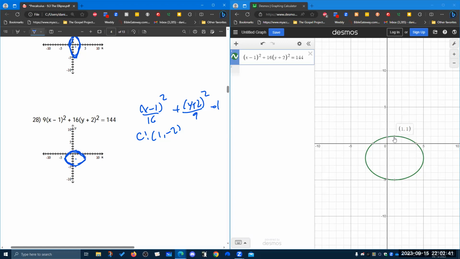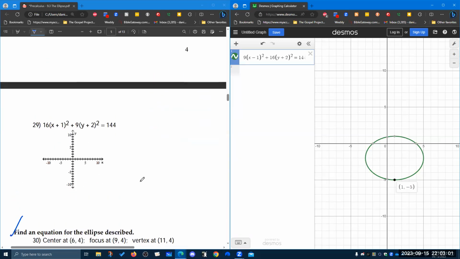All right, and just get those points there. I'm talking about 1, 1, 1, -5. Then I've got a point over here that's 5, -2. A point here that is -3, -2. And those are the points that I'm using to make that graph.